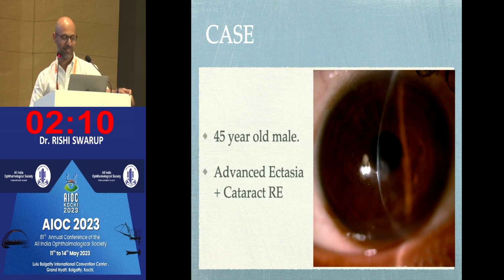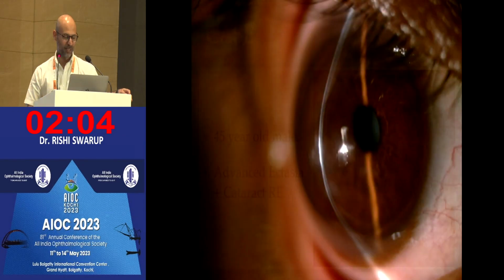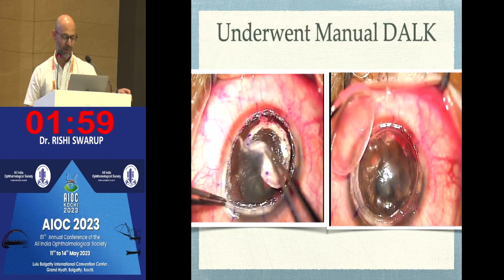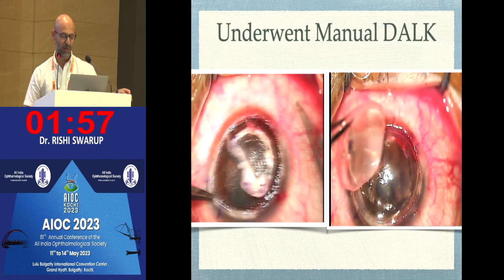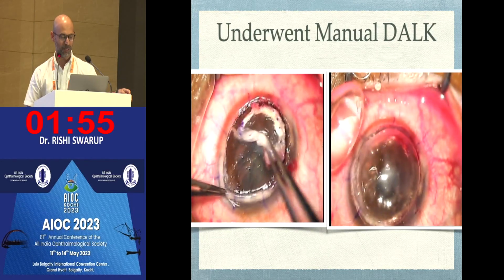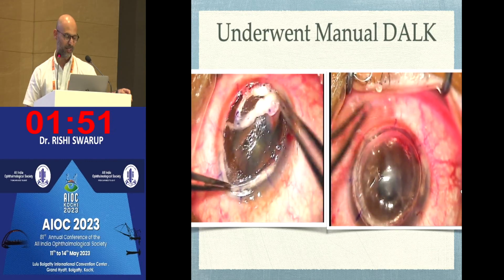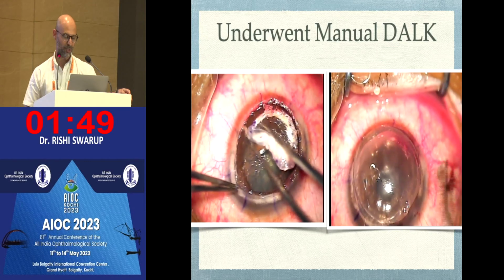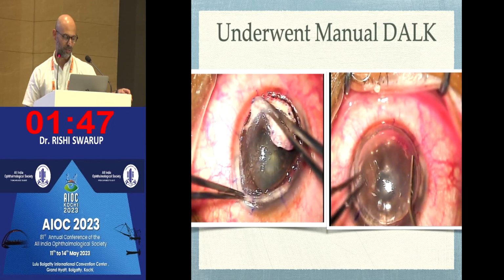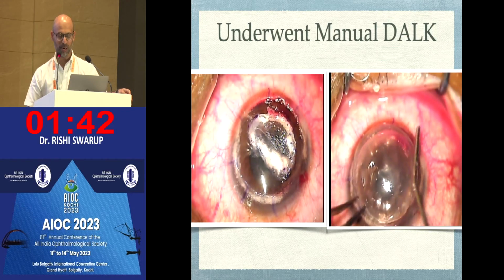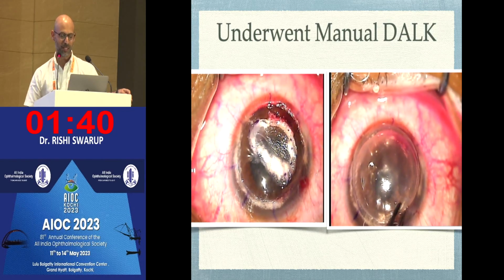I can stop anytime. So this was a 45-year-old male, advanced ectasia with cataract in the right eye. This is what the cornea looked like on OCT. We planned this patient for a manual DALK, and this patient had a history of an old hydrops, I think, and during peeling, there was a small perforation. Yes, but we managed to still go ahead and complete it as a deep lamellar keratoplasty.